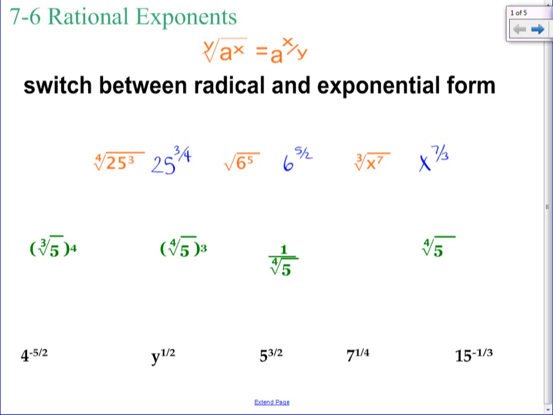There's a couple variations that I want to talk about here. So looking at this, even if the 4 is on the outside, it's not underneath with the 5, it's still going to be 4/3. So this would be 3/4.